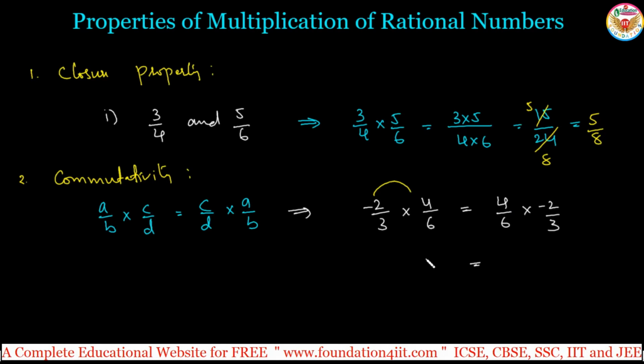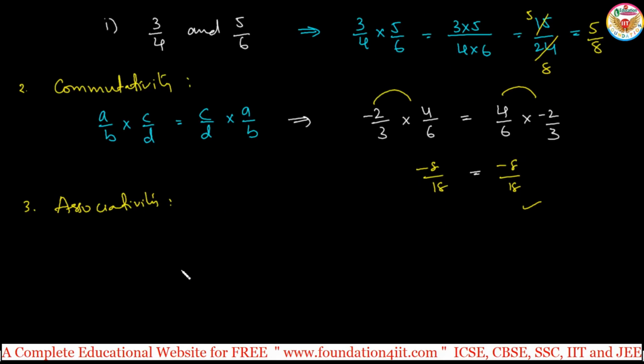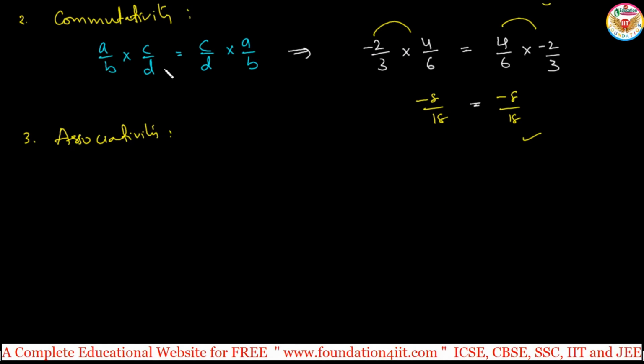Minus 2 into 4, minus 8 by 3 into 6, 18. Same with 4 into minus 2 also. Minus 8 by 18. If you simplify also, you get the same. So the commutative property exists. Similarly, the associativity. Let us see the property first. Commutative is a by b into c by d is equal to c by d into a by b, right?